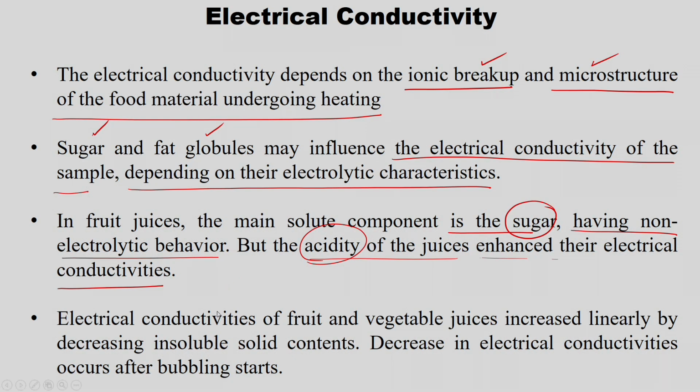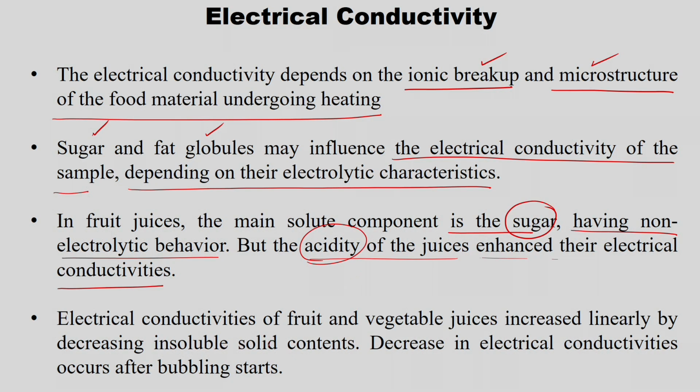You cannot generalize about food materials by saying wherever the sugar component is there, it will have non-electrolytic behavior. It also depends upon the other components of the food material. For example, if the sugar and acidity content are both there, the non-electrolytic behavior of the sugar can be compensated by the acidity of the fruit juice.